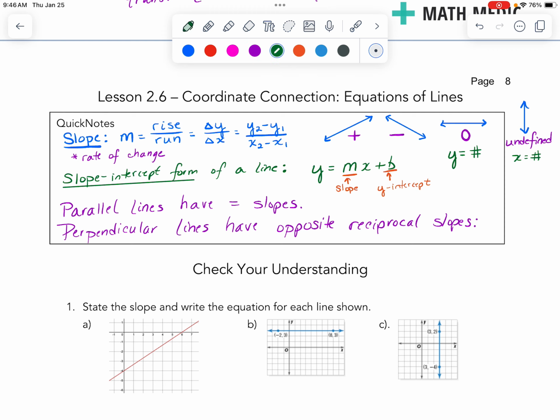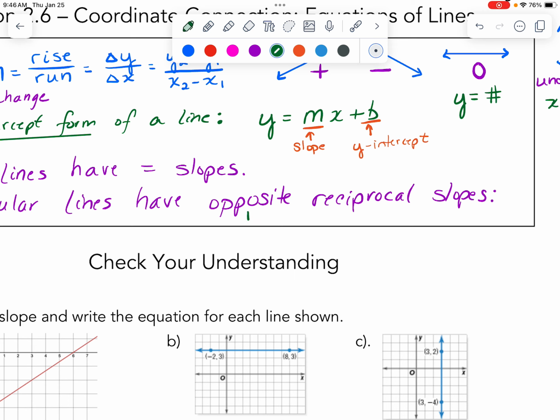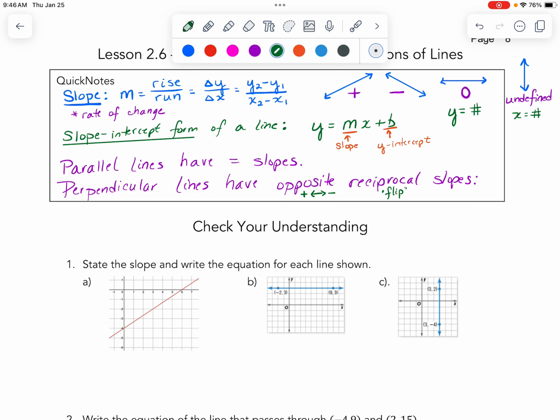Opposite means you change the sign. So a positive slope would change to a negative slope, or vice versa. A negative would change to a positive. Reciprocal means you flip the fraction. So if the original fraction was something like a over b, the reciprocal would be b over a, and then we would make it negative because it's the opposite. So that would be an example.